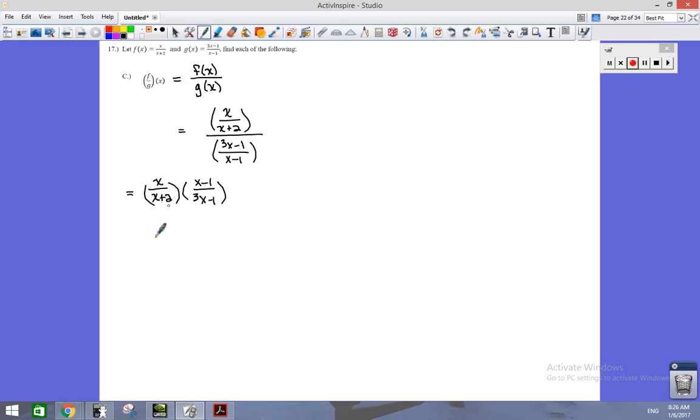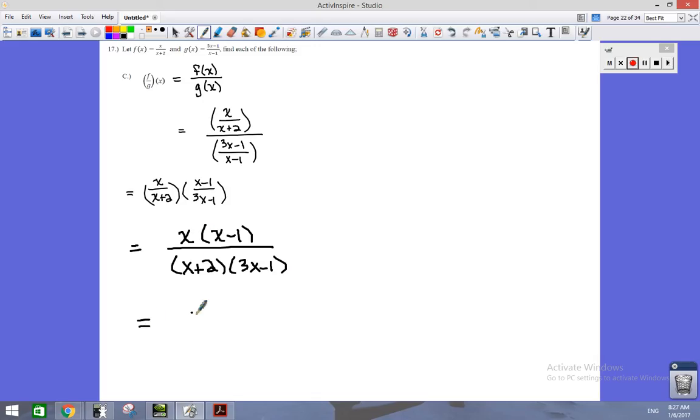Multiplication and division of fractions is much easier than addition and subtraction, because with multiplication we just multiply straight across. So these two fractions combine to give me a single fraction. The numerator is just this numerator times the other numerator, and the same with the denominators. You just multiply them together. And just as in the previous parts, we're going to leave this denominator in factored form.